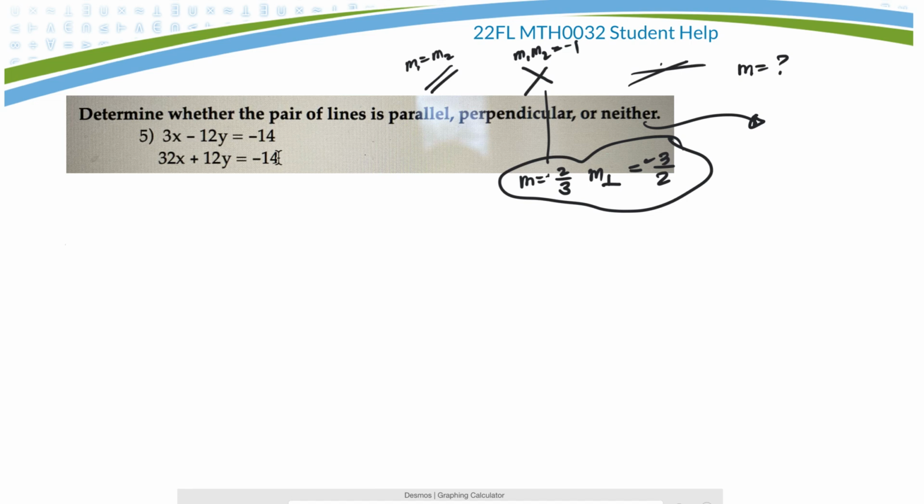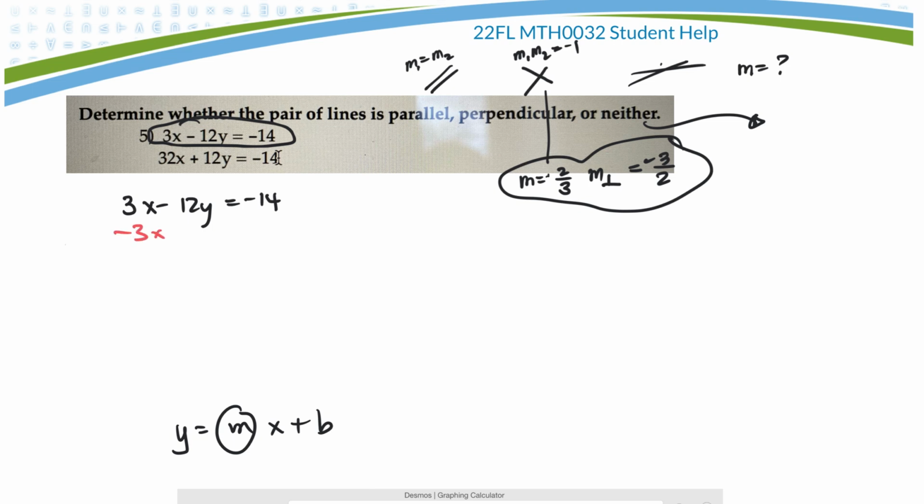So to determine which of those three it is, I need to take these and find the slope of them. Let's do it with the first line: 3x minus 12y equals negative 14. I want to make it look like y equals mx plus b so that I can determine the slope. So I'm going to subtract 3x on both sides, and I'd have minus 12y equals negative 3x minus 14.